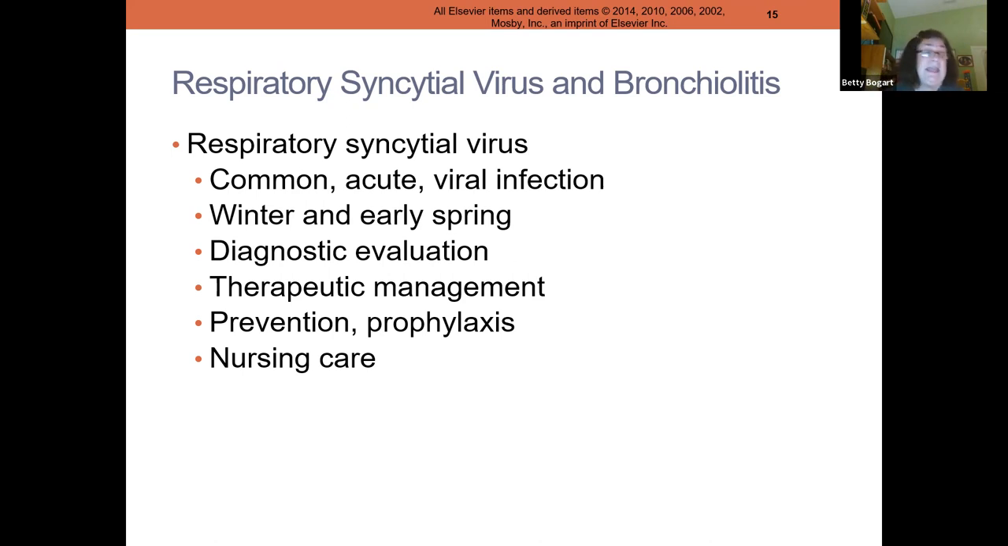But as long as they can eat, swallow, and breathe, we got rid of it, then these older children actually do very well. Again, it's a virus. Tylenol and Motrin for comfort and fluids to help those secretions stay thin.